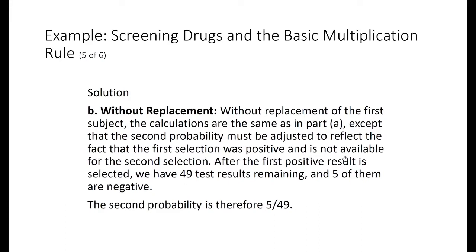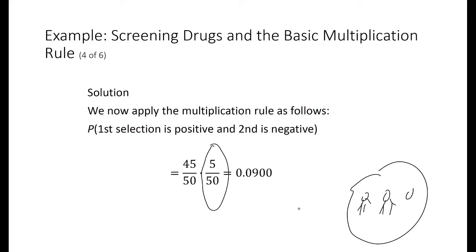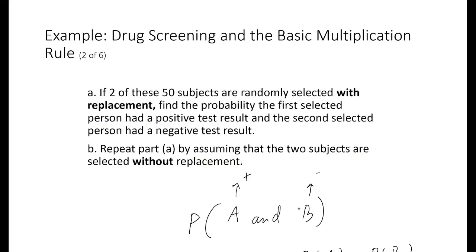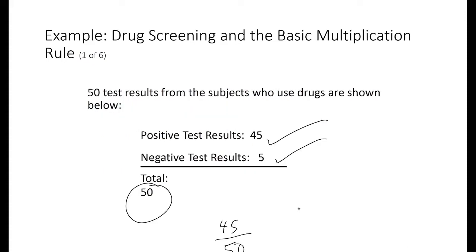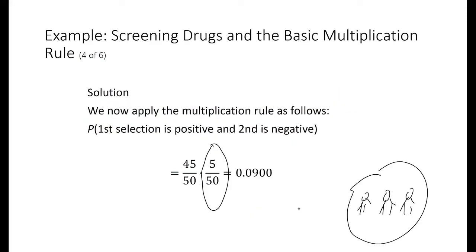After the first positive result is selected, we have 49 test results remaining and 5 of them are negative. So the second probability is therefore 5 out of 49. Remember, in the previous case it was 5 out of 50. Let's say there are 50 test results from the subjects who used the drugs. So out of 50, for the first part we selected the first one and we tried to find out how many of them are positive, and this is the answer.